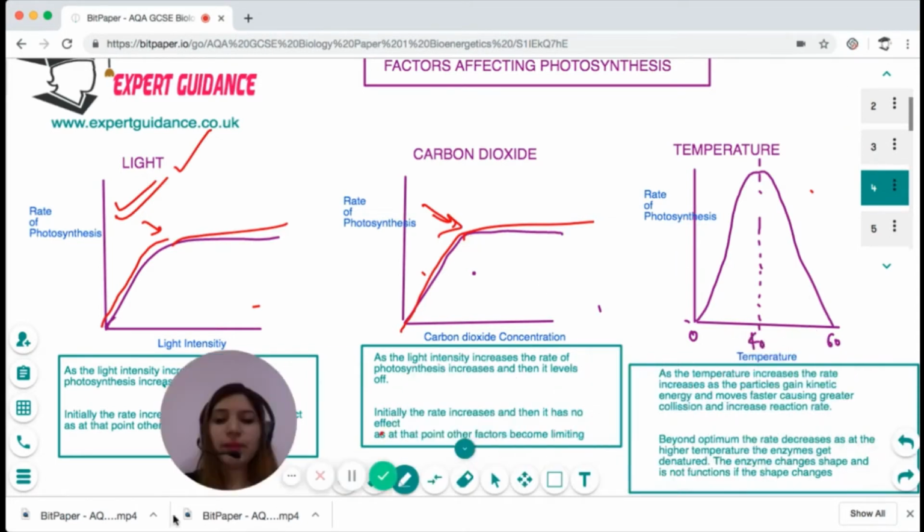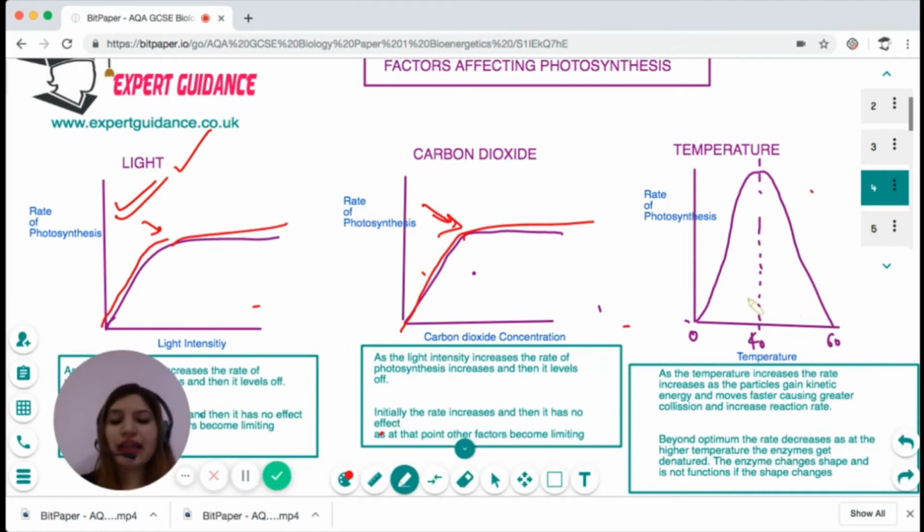Now, for the temperature, the graph looks a little different and you need to remember this graph and explain this graph. As the temperature increases, as per chemistry, the particles gain more kinetic energy, they collide more, increasing the rate of reaction. And that's what we can easily see from the graph, that as the temperature is increasing, the rate of photosynthesis is increasing.